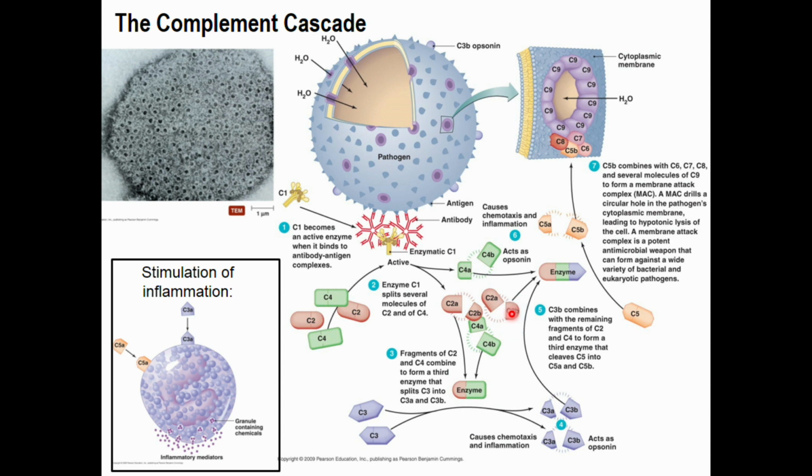So this right now is the key thing. This opsonin means that it will mark a pathogen for destruction. C3A will cause chemotaxis and inflammation. So let's just take a look at over here. So we know that we've got a bunch of new things being made. C3A and C5A, these are pieces which, if we look over here, look what's happening.